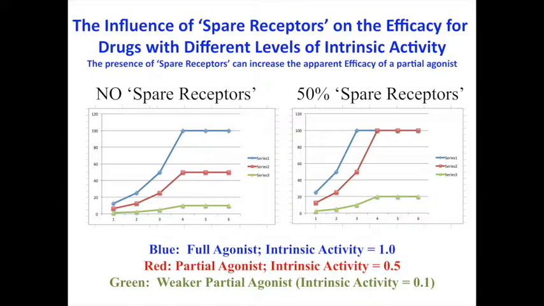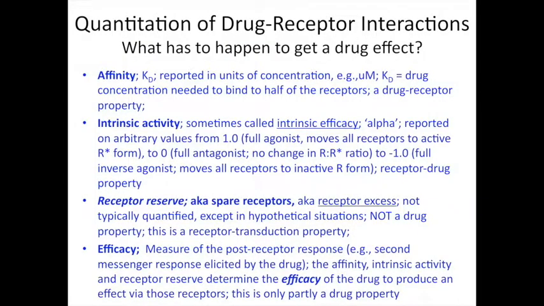Drug C can get the maximum effect with only 50% of receptors occupied. So there's 50% spare receptors for drug C and 90% spare receptors for drug D, because it can get the maximum effect and a whole bunch of receptors are sitting out there saying, what about me, what about me? And they're not needed. Question? Max effect is when we've used all the second messengers. Yeah, well, that's one way that you'd have that maximum effect, yeah.